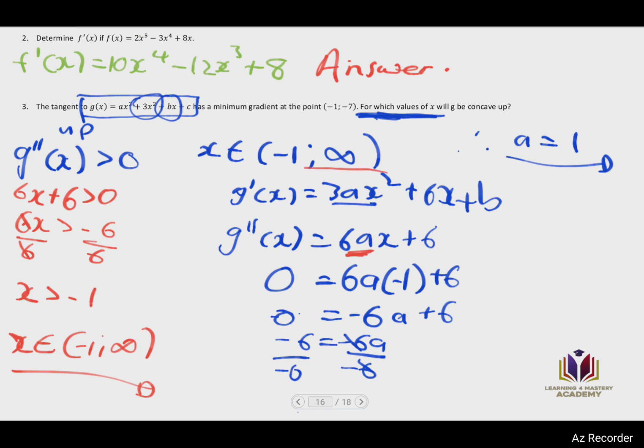There it is. There we go. Okay, so this is how you work out this question. If they say a tangent has a maximum gradient or a minimum gradient, you work it exactly how we did with this one. Okay, I think this is going to be it for question 7 of this paper.